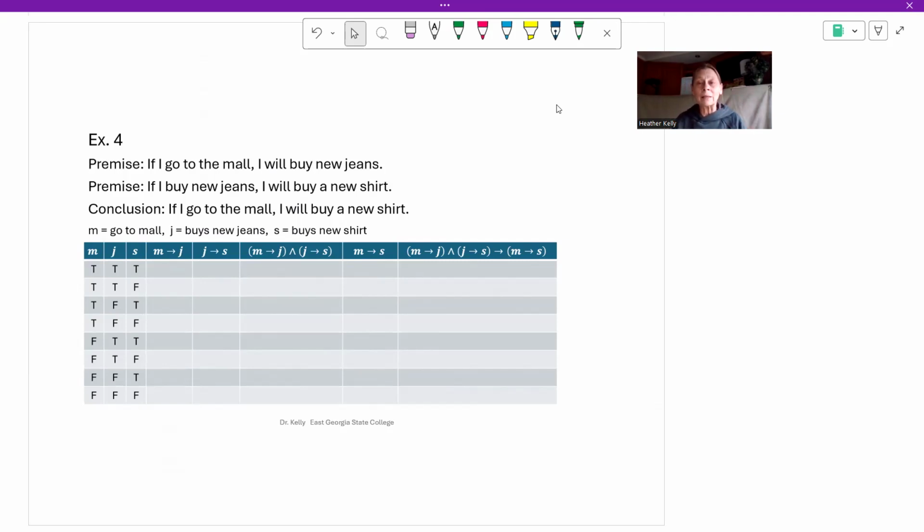All right, so let's set this guy up. So we have 2 premises here. Premise 1, if I go to the mall, I will buy new jeans. So let's set this up. I'm going to write it all out up here. So let's let M equal go to the mall. Let's let J equal buy jeans. Let's let S equal buy shirts.